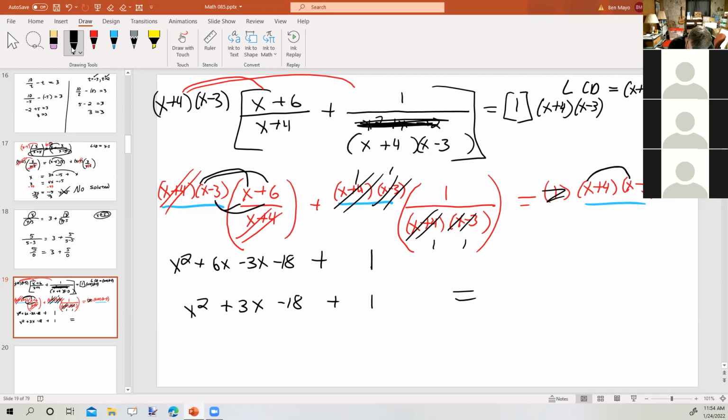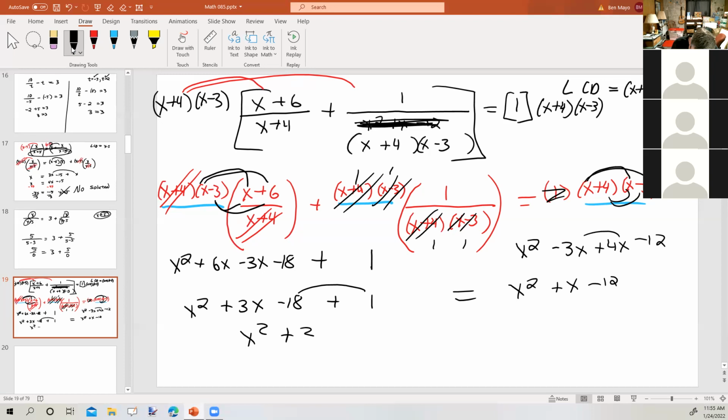On the right side of the equation, 1 times anything is anything, so we can kind of ignore the 1. And then we get what? X squared minus 3x plus 4x minus 12, which is x squared plus x minus 12, combining like terms. Okay. And I can do a little bit more of combining like terms there. X squared plus 3x minus 17 equals x squared plus x minus 12.